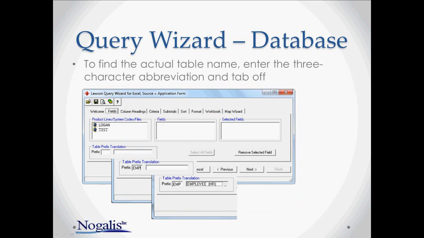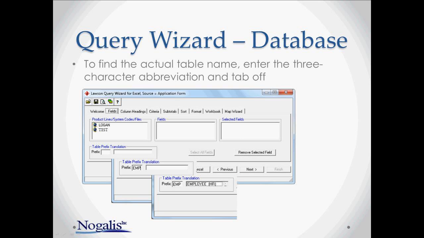The field tab has a table prefix translation tool in the lower left corner. Most people don't notice this. Type the table abbreviation and tab off the prefix field to see the table name. So if I type in EMP there and I tab off, it will tell me that it's the employee table. So now I know that the table I'm going to is actually called employee.